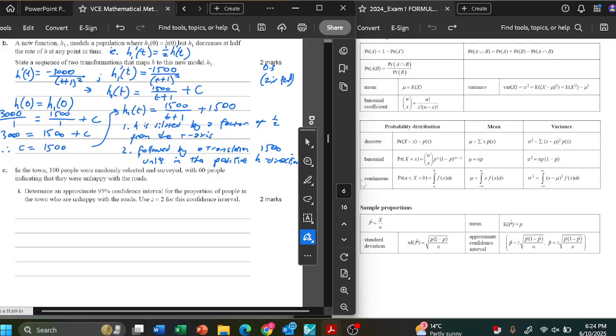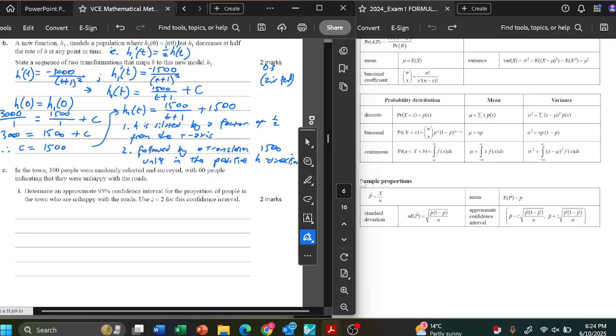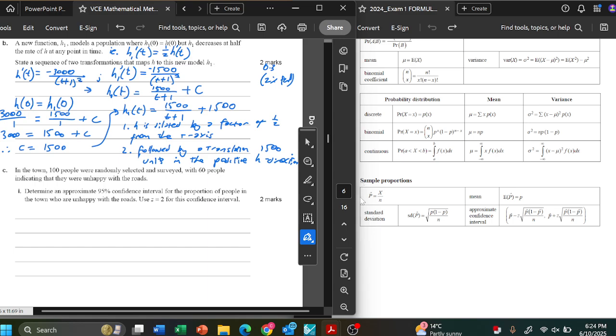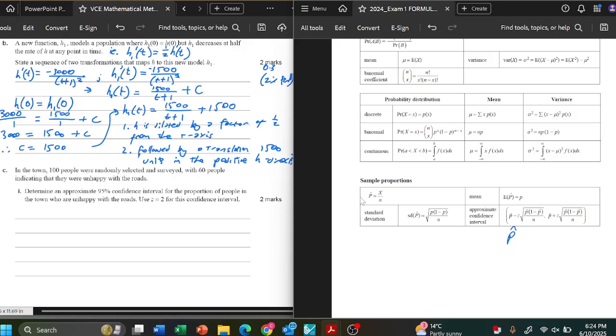We've got confidence intervals. What are those again? Well, they're written over here on the formula sheet. There's how we do it. The formula is the sample proportion plus or minus z times this here, which is actually the standard deviation, or sigma. So that's our range here.